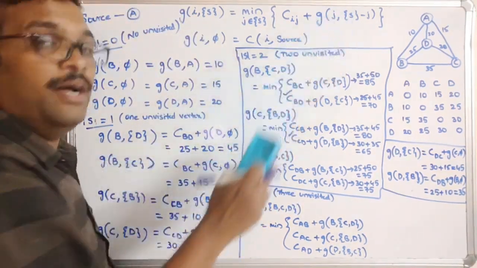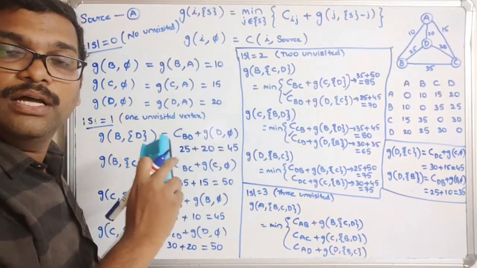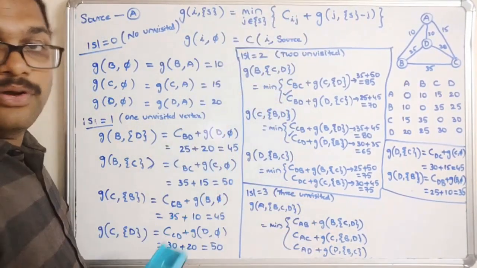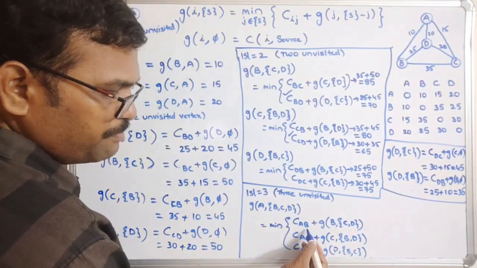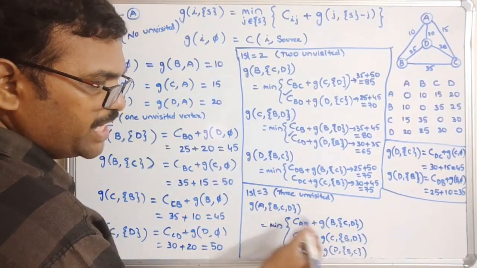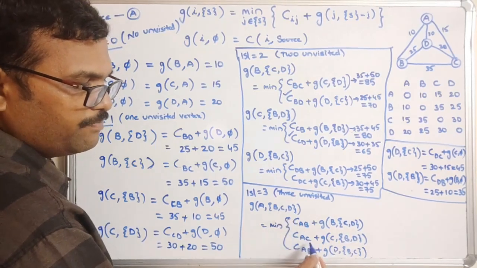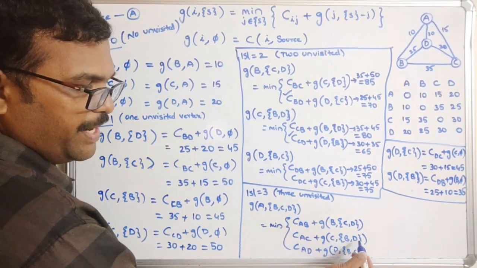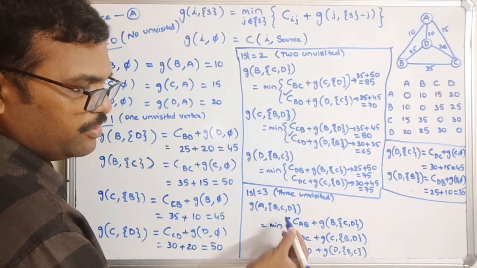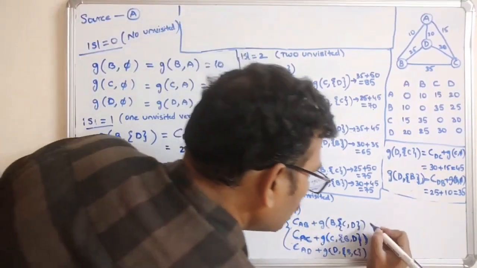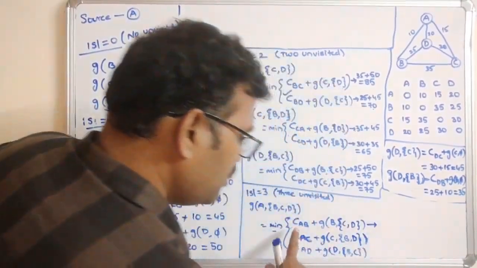So J comma, from the set we have to subtract the J value. Here the J value is B, we are taking B from the set, so CD. Here the J value is C, we are taking C from the set, so it will be BD. Here D is the J value, so we are taking D from the set, so it will be BC. Okay, so calculate the cost.